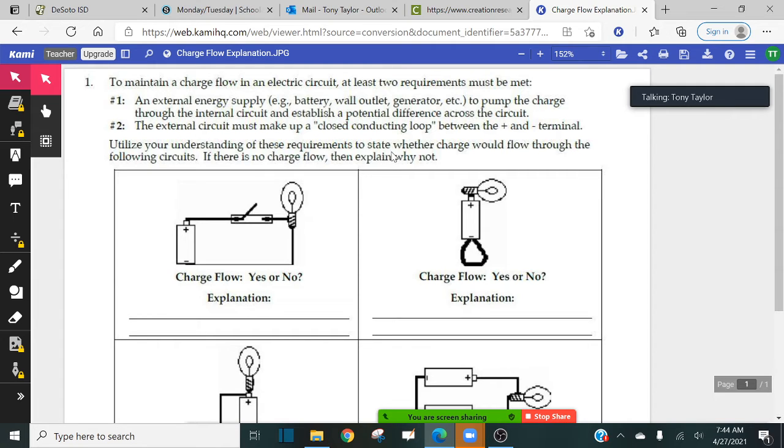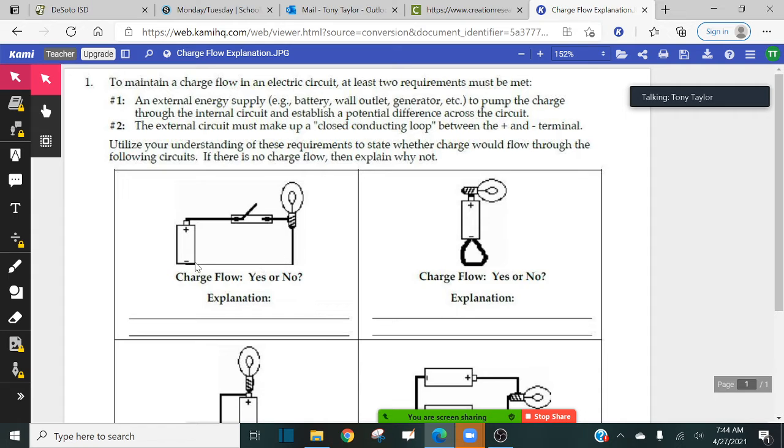Utilize your understanding of these requirements to state where the charge flow will flow through the following circuits. If there's no charge flow, then explain why not. Okay, guys, look at this first diagram here. We're going to go through each of these 4 diagrams. So notice here I have a battery, I have a copper wire, and here there's a switch connected to the copper wire, right? The switch can be open and it can be closed, so there's a switch. And also there's a light bulb connected to this copper wire.